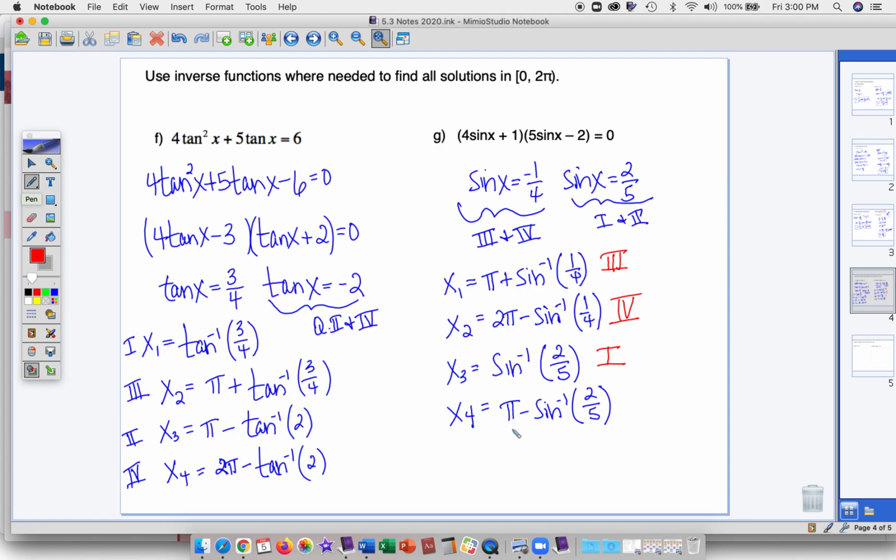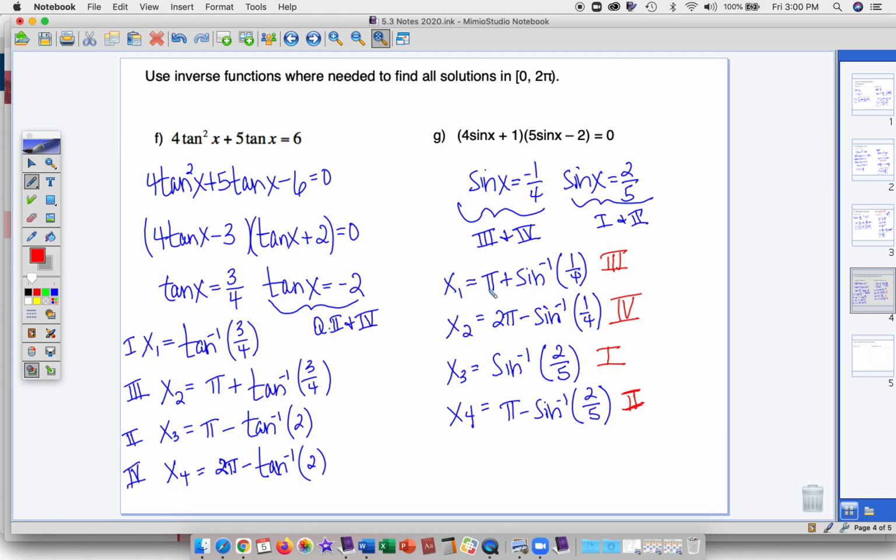For the quadrant 2 answer, I'm going to take that reference angle and subtract from pi. So this is the quadrant 2 answer. So again, I like working with the positive reference angle. You don't have to. You certainly can work with the negative angle.